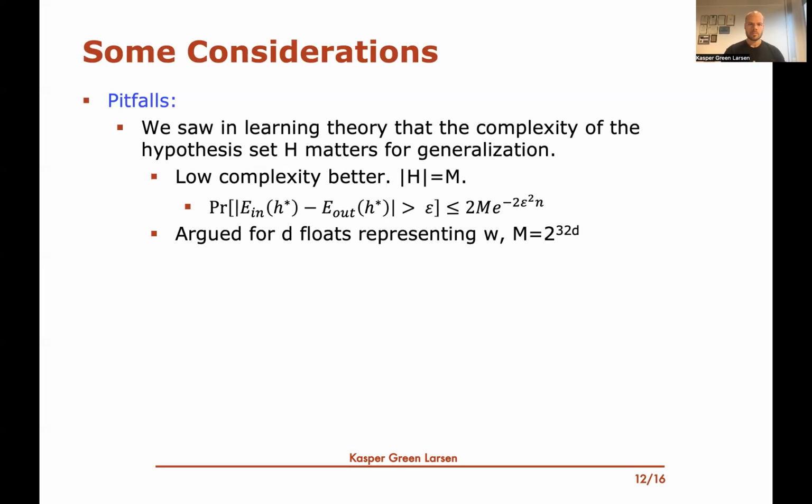Now, we also looked at, well, for these linear models, right, at least if you're using floating point numbers to represent these d-dimensional feature vectors, then the size of the hypothesis set would be something like 2 to the 32d, right? So it's exponential in the number of parameters of the hyperplane.